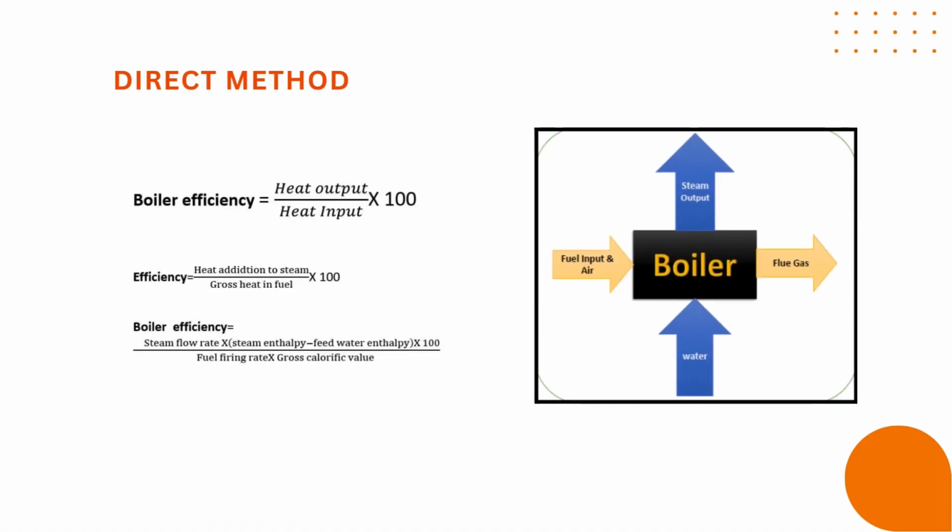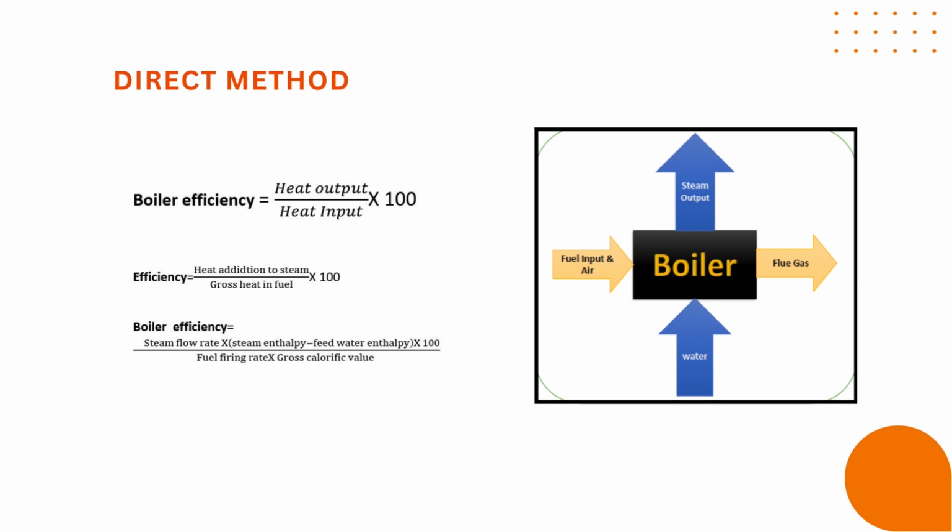The direct method testing. This is also known as the input output method due to the fact that it needs only the useful output and the heat input for evaluating the efficiency. The efficiency can be evaluated using the formula: boiler efficiency equals heat output per heat input into 100.